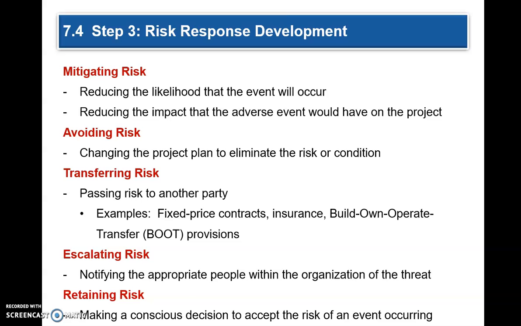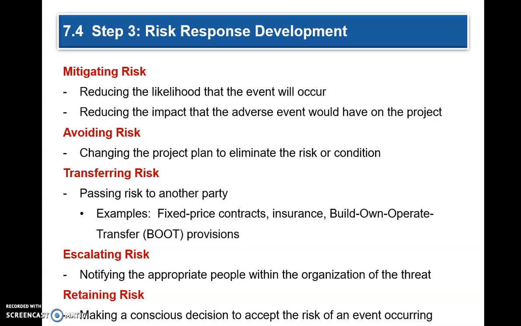So in a fixed price contract, you transfer the risk of cost escalation by giving the fixed price contract to the contractor. So if the cost goes up, then the contractor is going to pay the extra money. You are not at risk. So that's how you transfer the risk using these fixed price contracts. Escalating risk is notifying the appropriate people within the organization of the threat.